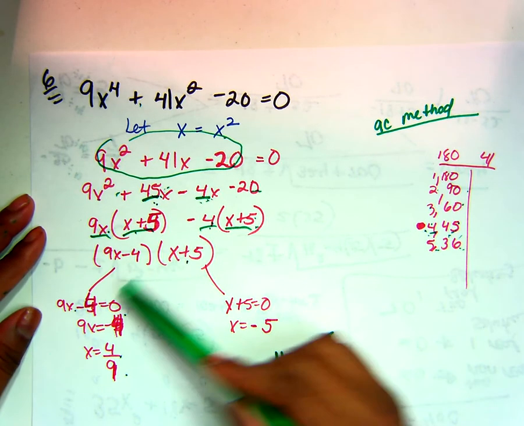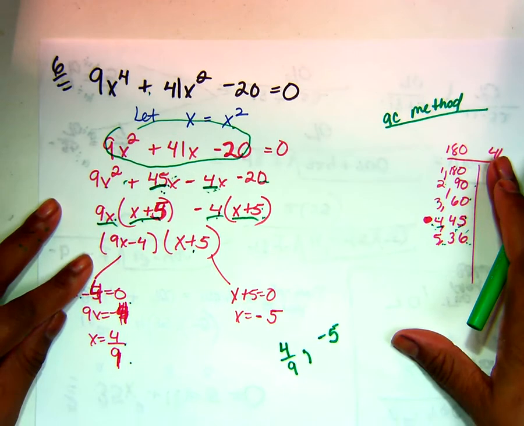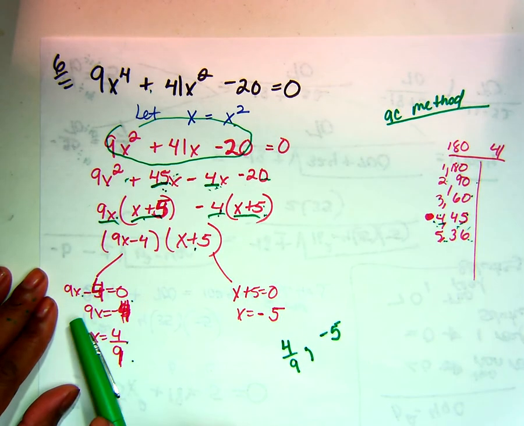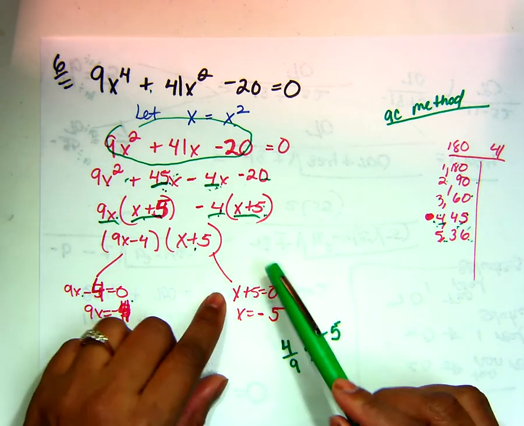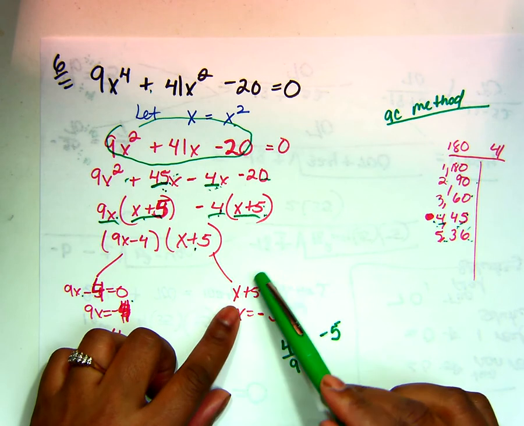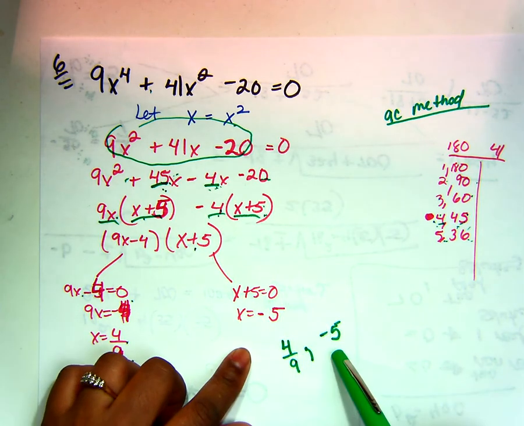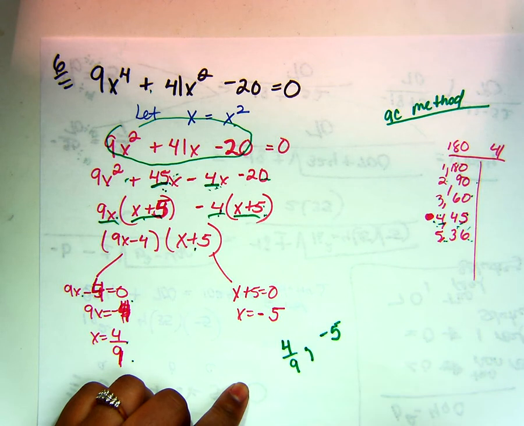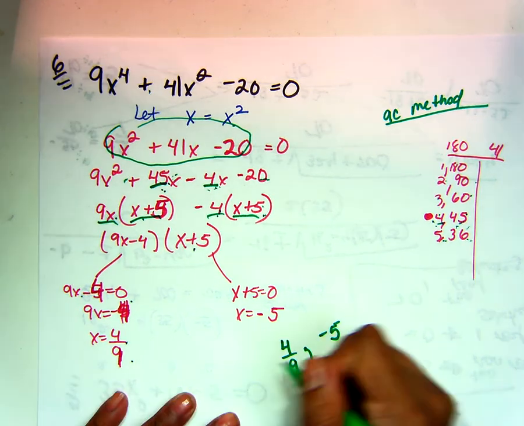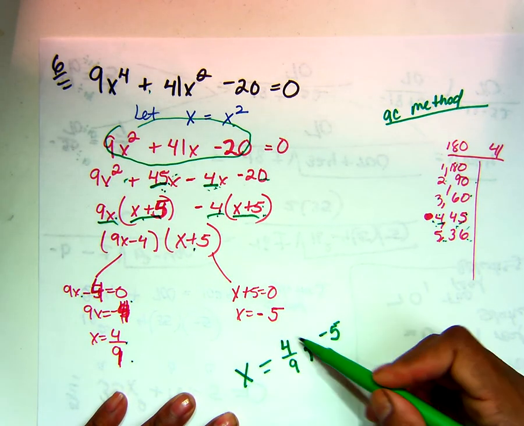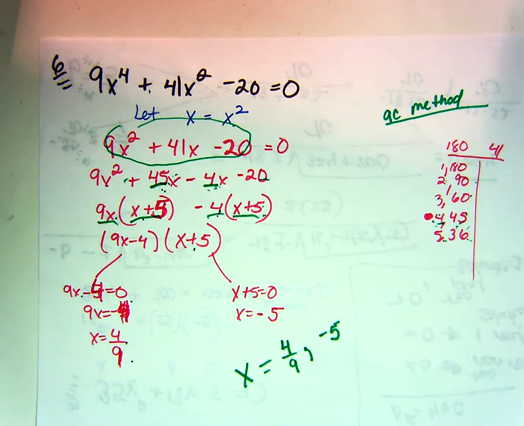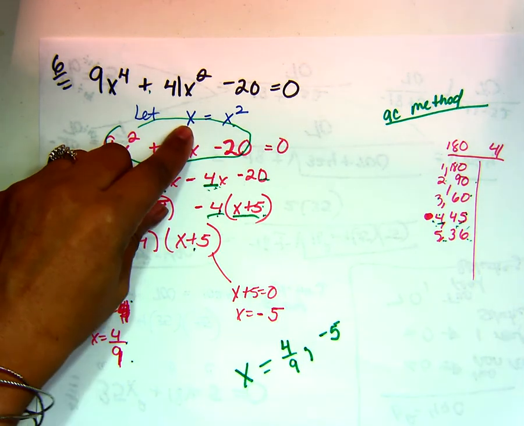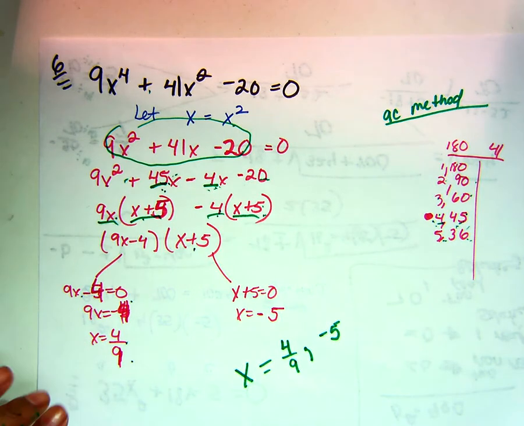Now I'm going to take each one of these binomials and let them equal 0. So 9x minus 4 equals 0. Add 4 to both sides and then divide by 9. x is 4 ninths. For this one, x plus 5 equals 0. Subtract 5 from both sides. You're left with negative 5. So your final answer is going to be, not final, x equals 4 ninths and negative 5. Here's why it's not your final answer. Remember up here, we said x was x squared. Well, now we've got to determine what the x squared is.